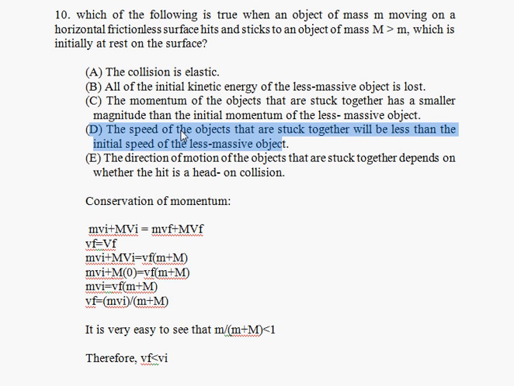Let's see, the speed of the objects, so Vf, that are stuck together will be less than the initial speed of the less massive object. This is the initial speed of the less massive object. So the answer is choice D.